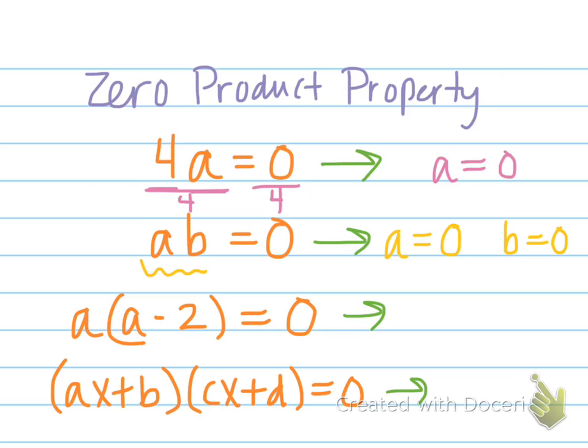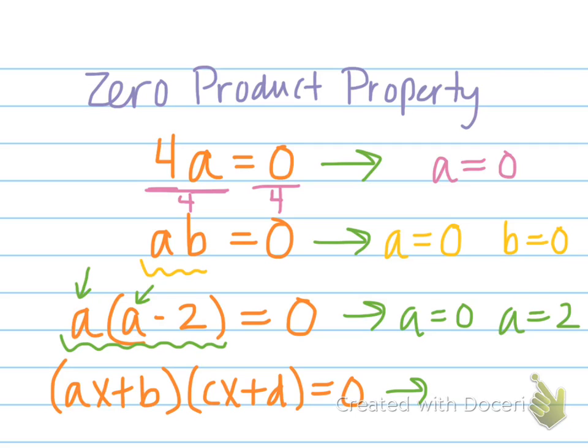In the third equation, if a times a minus 2 equals 0, think about it. If a equals 0, then I'll have 0 times 0 minus 2, which is 0 times negative 2. So a could equal 0. But on the other hand, if a was equal to positive 2, 2 minus 2 is equal to 0. So I would have 2 times 0, which equals 0. So a could equal 2 also. So there's two possible values for a in this situation.